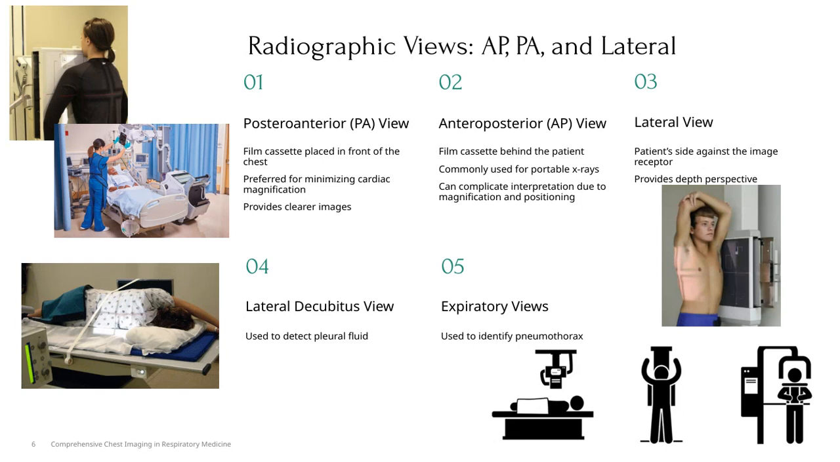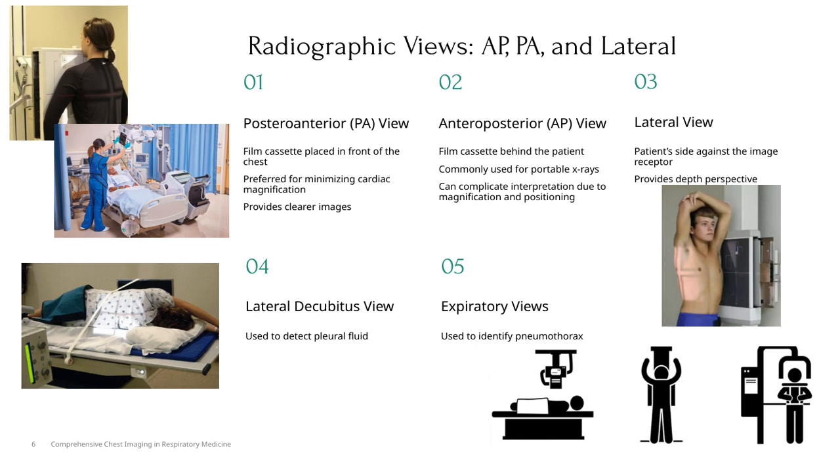Let's take a closer look at the different radiographic views used in respiratory medicine, starting with the tools we use to identify pneumothorax. Expiratory views are particularly helpful here because they can reveal air in the pleural space that might not be visible on a standard inspiration film.